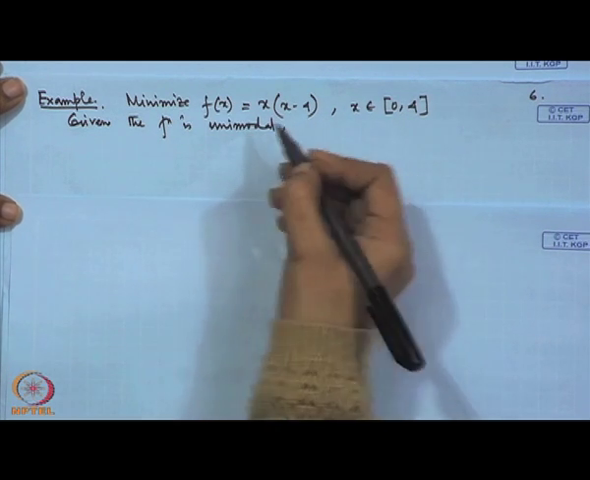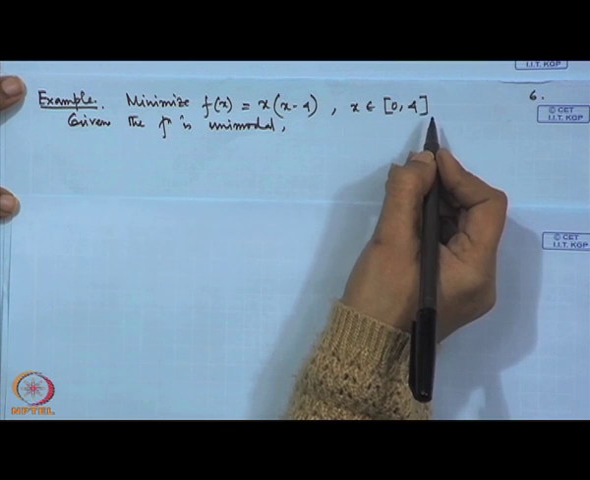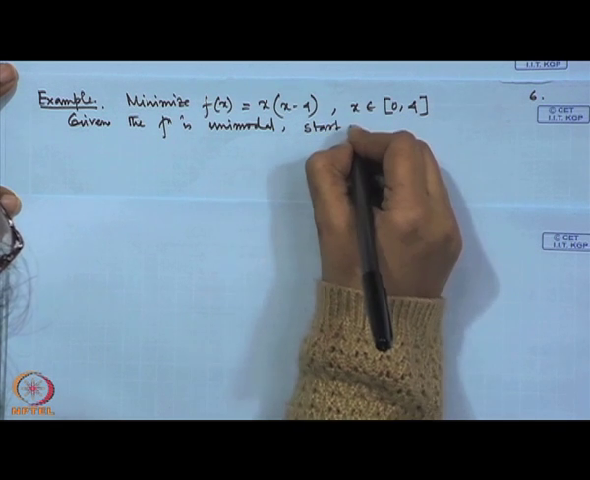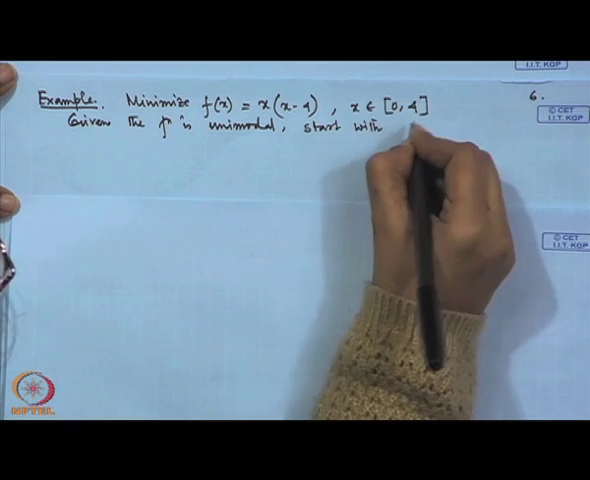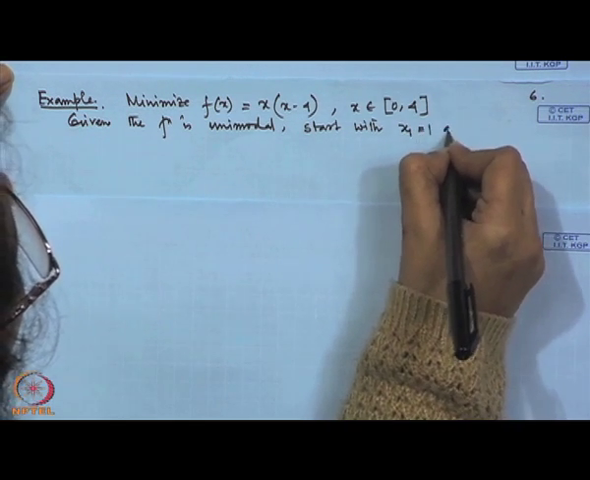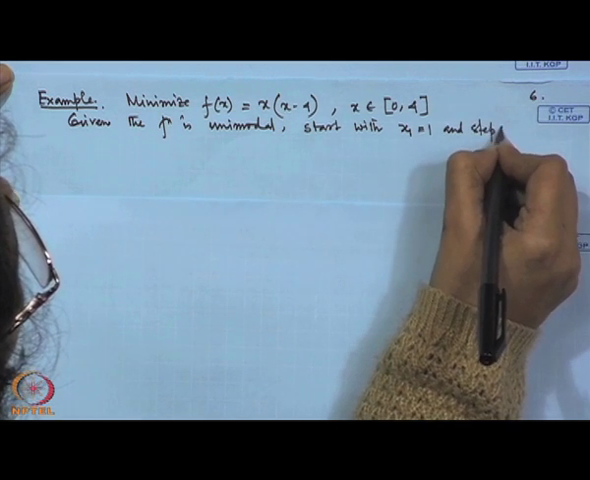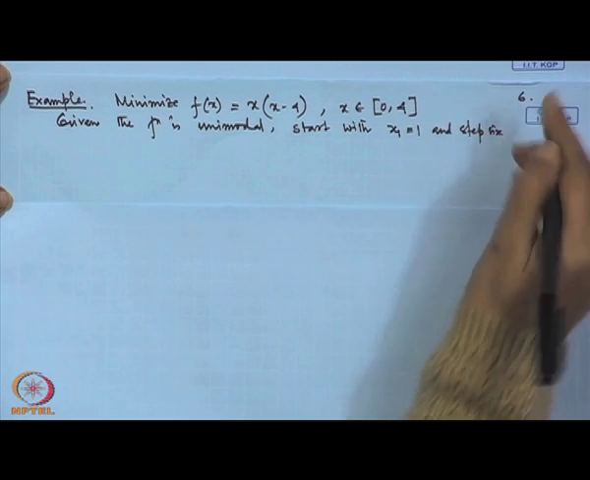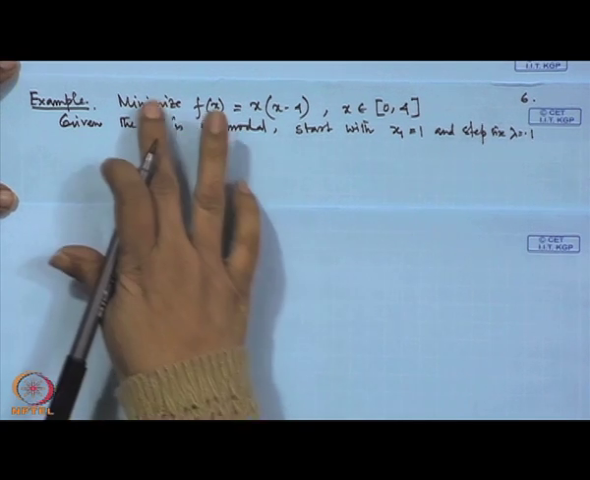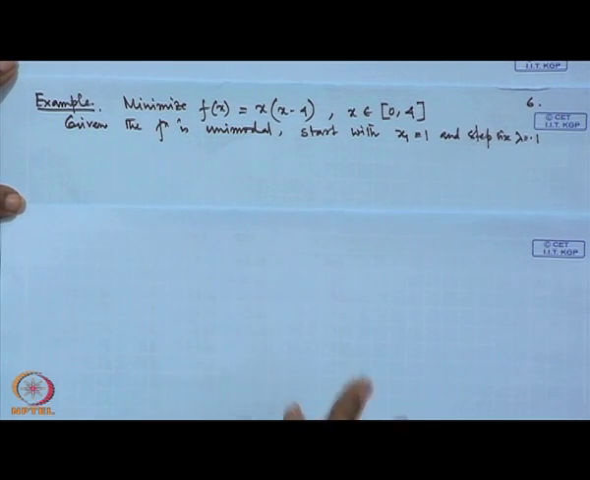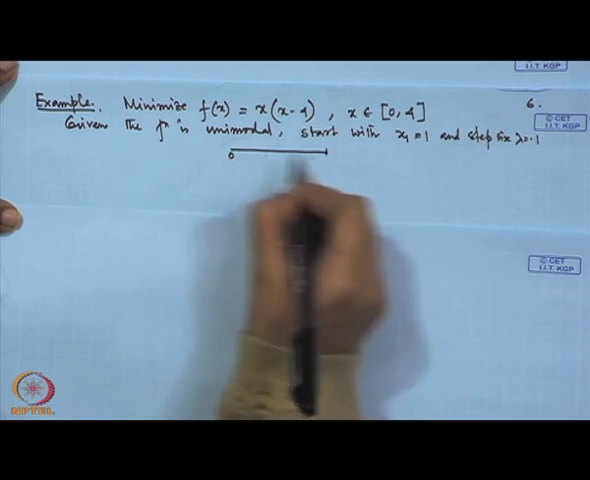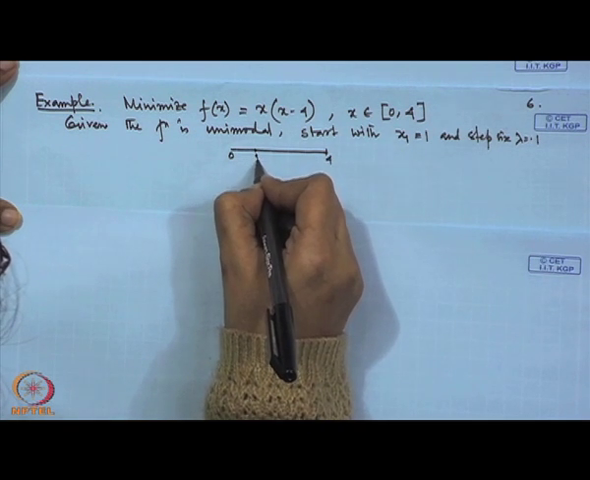If I draw the graph, I will see the function is unimodal within the range 0 to 4, otherwise it is given to us. It is also given that we start with the initial guess point or trial point x1 equal to 1, and the step size lambda is equal to 0.1. All right. If this is the case, we will do the entire thing. We will start from x1, this is my 0 to 4 and this is my 1.